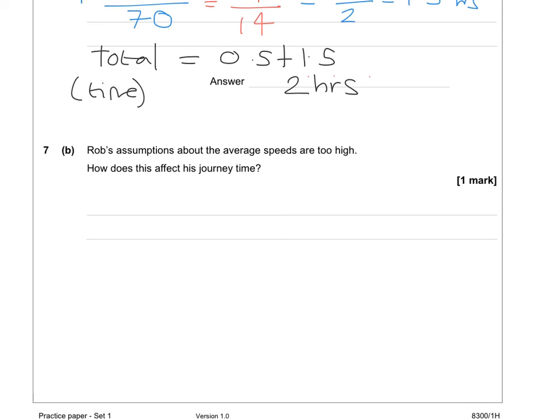Part B. Rob's assumptions about the average speeds are too high. How does this affect his journey time? If he actually travels at a speed which is lower than the speeds used in Part A, it will take him longer to get to his destination, so his journey time will be increased.